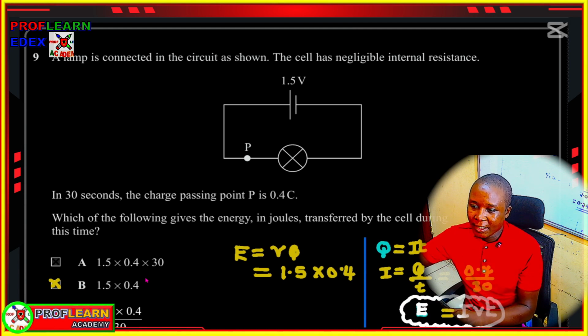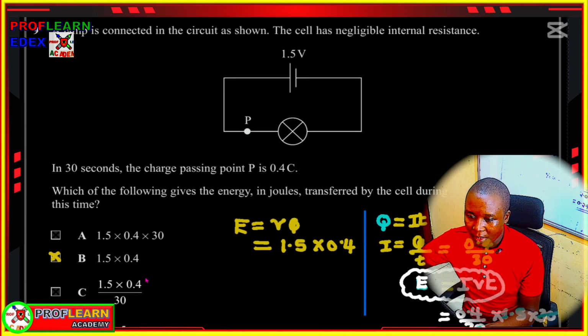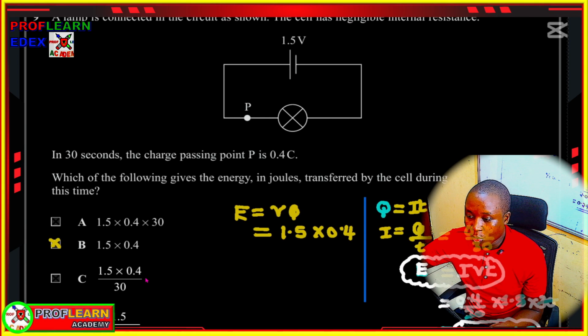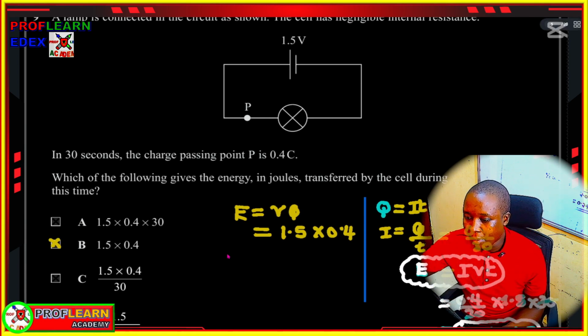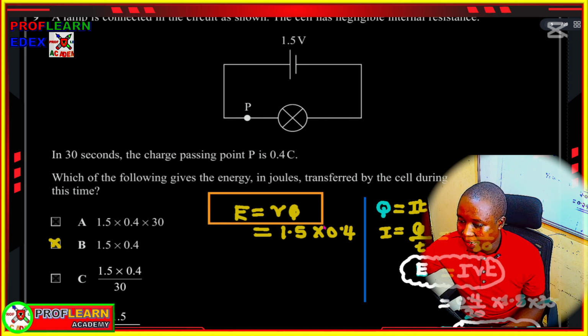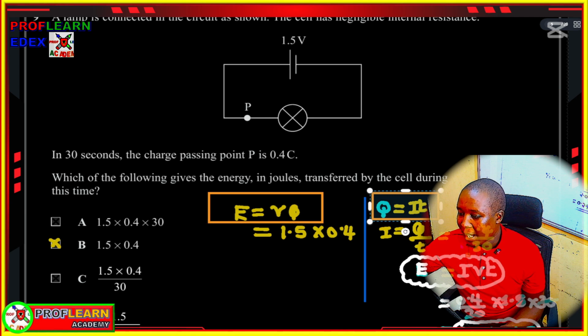Moving to question number 9, still on electricity. The lamp is connected in the circuit as shown there. In 30 seconds, the charge passing point P is 0.4 coulombs. Then for you to give the energy transferred during this particular time, you are supposed to remember that energy is equal to voltage times charge. You can use that formula and you get the answer directly. But also you can use charge is equal to IT. You can get the current and use the formula energy equals IVT.